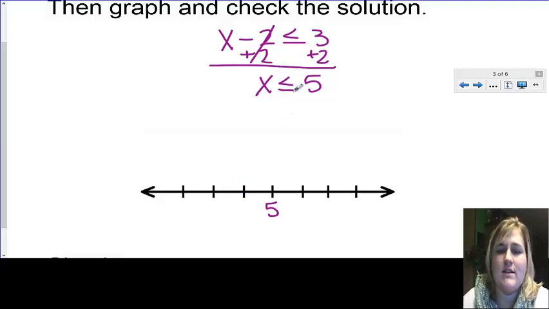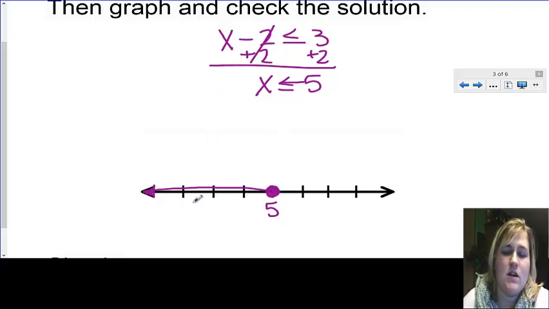So this one has the equal to sign, which means I'm going to shade it in. And my variable's on the left, so I can change my sign into an arrow. It says point to the left, which is this direction. Okay, so this means 5 and numbers less than 5, this should be true for. So I'm going to choose a random number less than 5, which is going to be 2. That's the number I'm going to choose to check with.